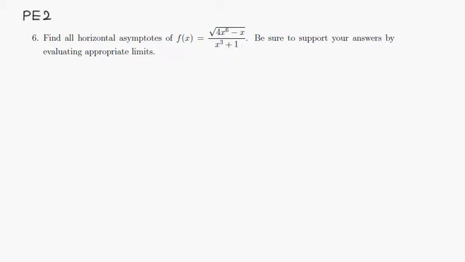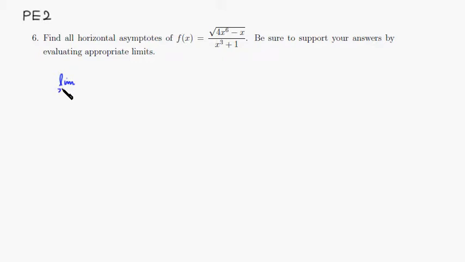Let's look at practice exam 2, problem number 6. We want to find all horizontal asymptotes of the function given here. So let's do that. In order to find horizontal asymptotes, we have to evaluate these two limits at infinity.